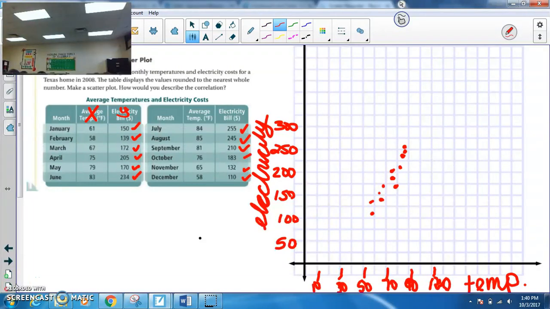So, as we can see on our scatter plot, as our temperature increases, the electricity cost also increases. The points are relatively tight in this area, and so there is a strong positive correlation between temperature and electricity cost.